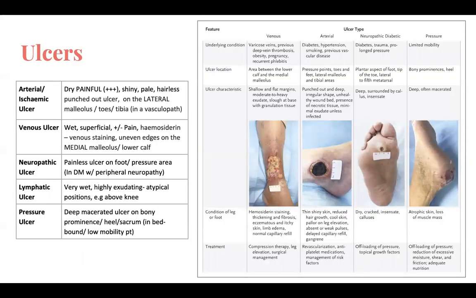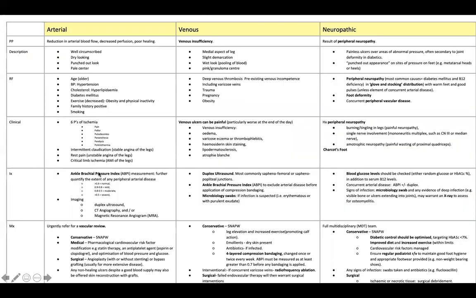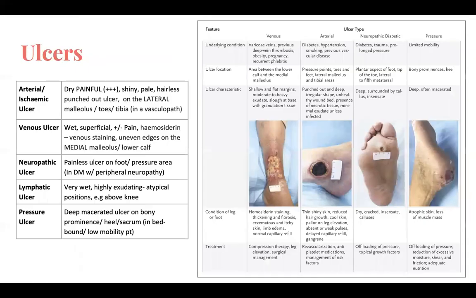I'll quickly go over ulcers as well. I'll try and make a table to summarize the main features. So arterial is dry, painful. Venous is more wet, superficial, plus or minus pain. Neuropathic tends to occur in a diabetic person with peripheral neuropathy, and it's a painless ulcer in the foot or pressure area. Lymphatic is a very wet ulcer, which I don't think you really have to know. And pressure ulcer tends to occur in someone who has poor mobility and has a lot of pressure on their bony prominence.